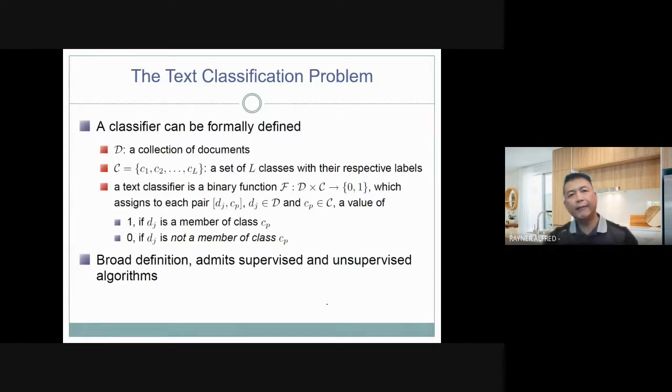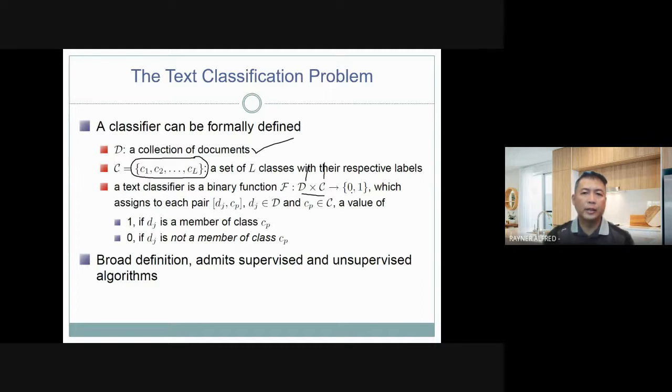So this is the definition of text classification. Given the document that we have, and also we have a predefined label. So this is class 1, or class 2, up to class L. So it depends on the domain of the problem. Some of them have two classes, some of them have more than two. Okay? And also we have a binary function that maps the document to the class. Okay, so this is the document, this is the class.